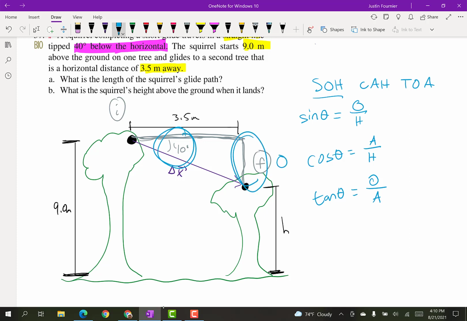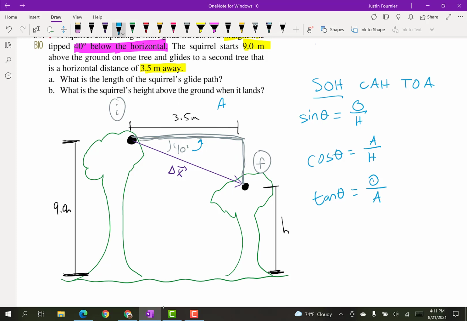So this is always my opposite side. This over here is the hypotenuse. That's the biggest part of the triangle. The adjacent means next to. So it's next to the angle, but it's not the hypotenuse. Next to the angle, but not the hypotenuse, that would be this. This is the adjacent side.